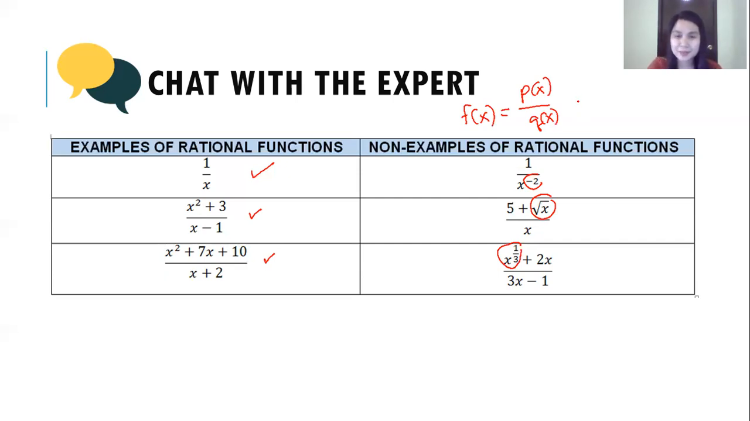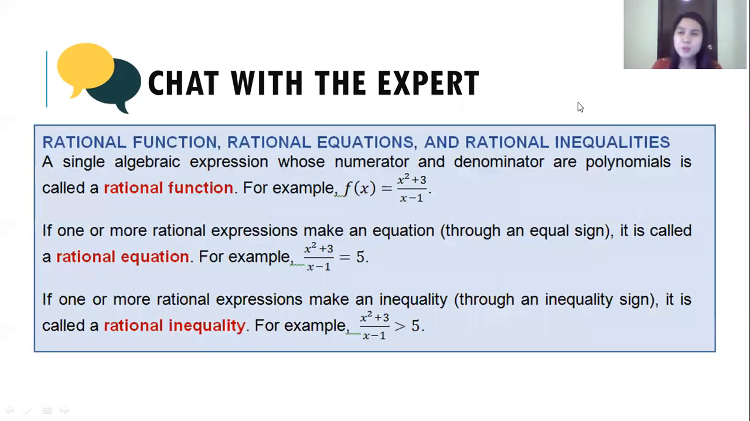Let's go to the next one. How do we identify whether it's a rational function, a rational equation, and a rational inequality? We go back to our main description for the rational function. Remember, f of x is also called y. So you can have y instead of f of x. It's a rational function when the one side is an f of x or a y.